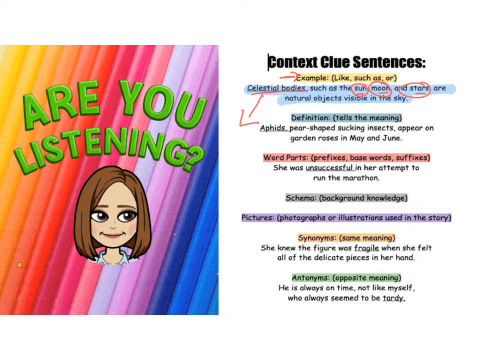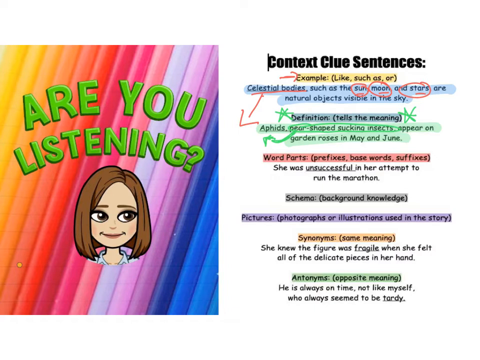Sometimes authors will give us a definition or tell us the meaning. Like aphids, pear-shaped sucking insects, appear on garden roses in May and June. Well, I'm noticing that the author, after the unknown word or phrase, aphids, said this, pear-shaped sucking insects. Well, that's the definition. He gave it to us. It told us the meaning. So an aphid is actually a pear-shaped sucking insect. Wow, that would be very helpful. Let's look at the next type.